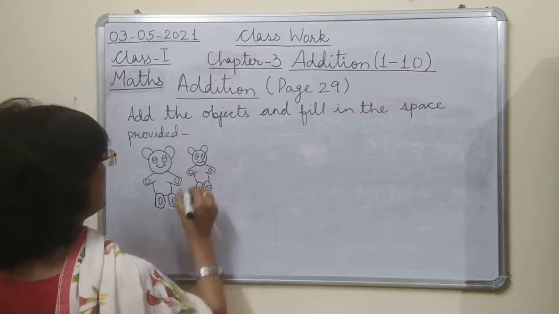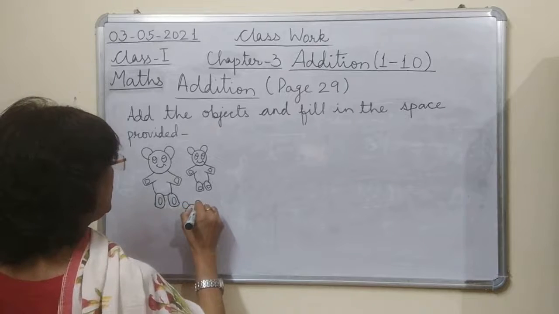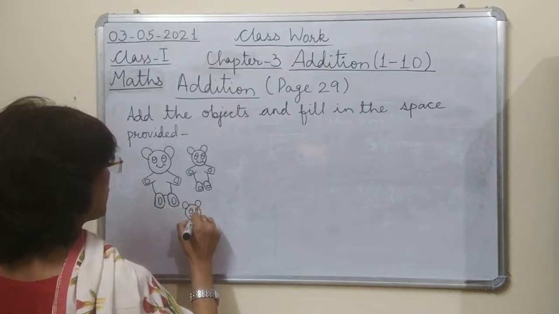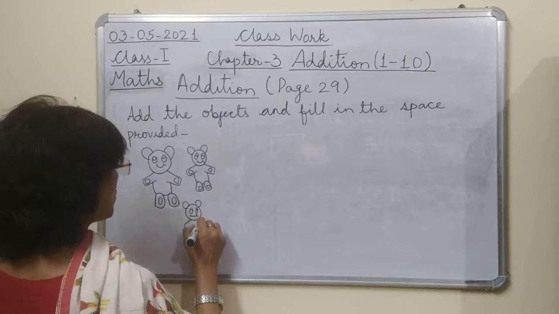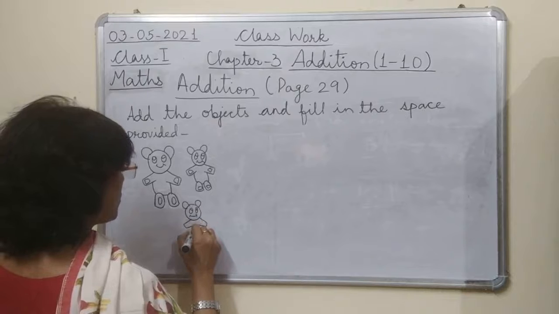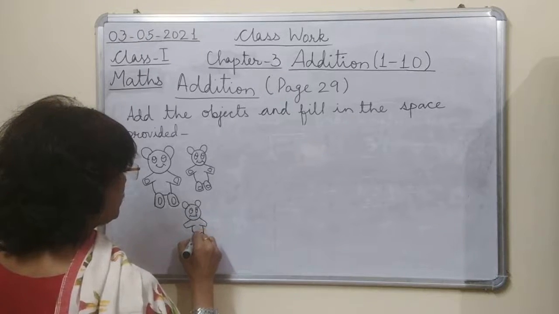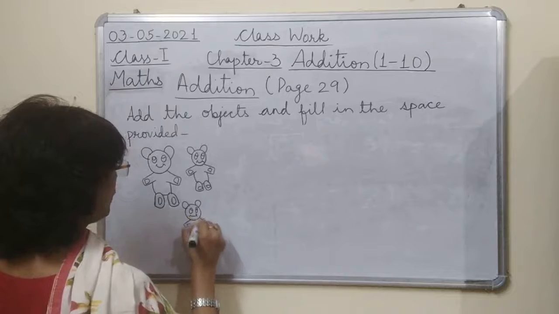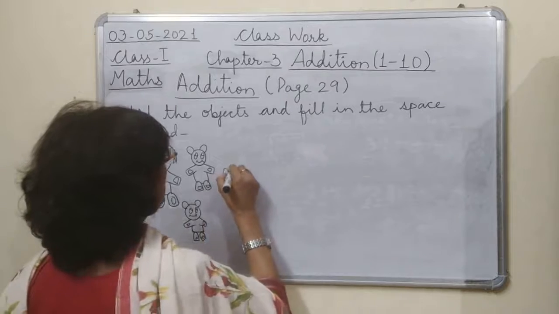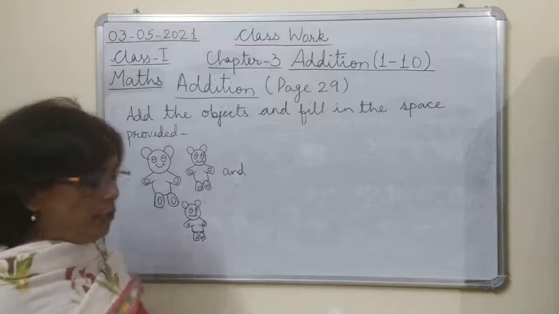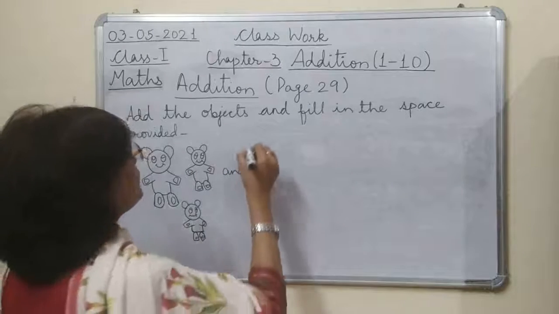Two, and the third one. Children, please don't laugh. My drawing is not at all good. ठीक है, मेरी drawing अच्छी नहीं है बेटा. ठीक है, 3 and how many more? 1 2 3 and 1 2 3 4. Okay.